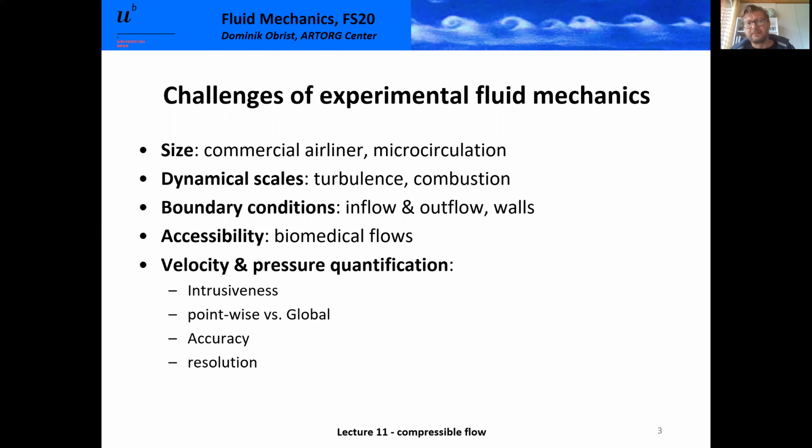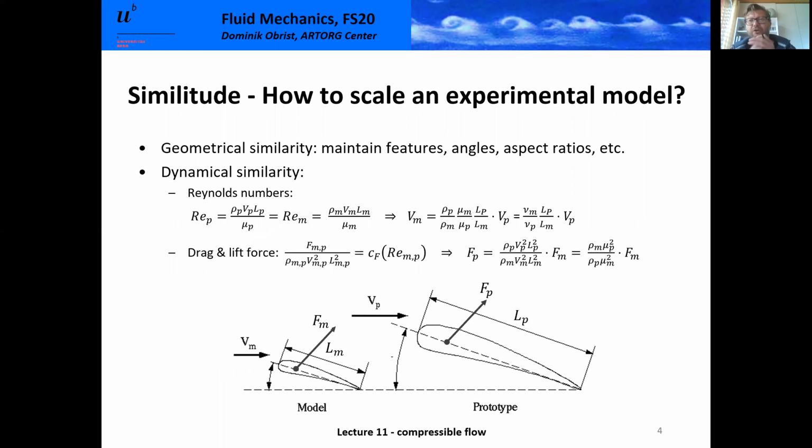Let us start maybe with the first two points, size and dynamical scales. There's an important thing we need to understand, and probably we have understood by now, but I would like to point out what it means in terms of experimental fluid mechanics. It's the issue of similitude, or let's just say similarity, dynamical similarity, how to scale an experimental model.